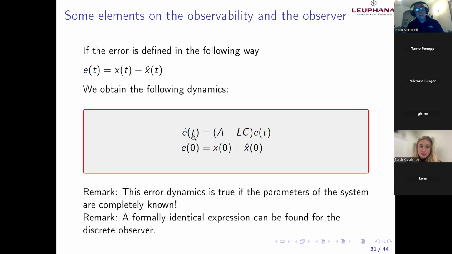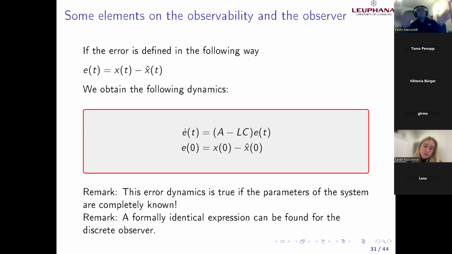When this error is going to 0, even though asymptotically, in this case we are speaking about an asymptotic observer. If I am able to place, very important concept, the eigenvalues of the matrix A minus LC with negative real part. I don't know if you remember, the engineers probably know this concept here, or at least the engineers who attended my dynamical systems classes.